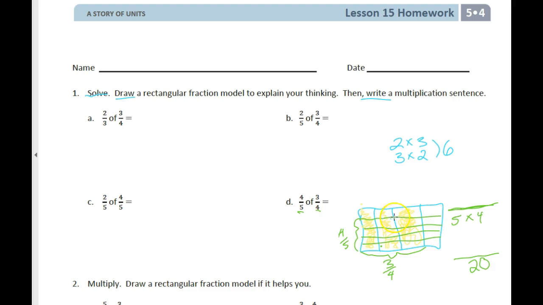Now let's see what is the area of this, where we're actually looking at what is 4/5 of 3/4. So that's where we're looking at the numerators. That one's going to be, apparently, 4 times 3.